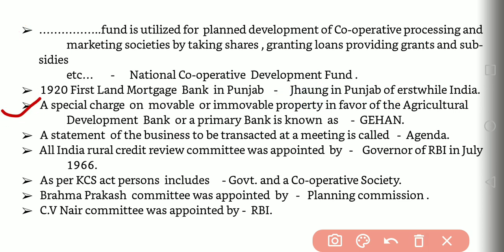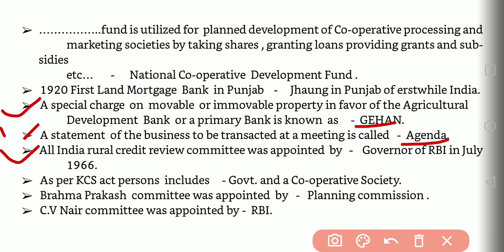Next. A special charge on movable or immovable property in favor of the Agricultural Development Bank or a primary bank is known as, answer, Gehan. Next, a statement of the business to be transacted at a meeting is called, answer, agenda.